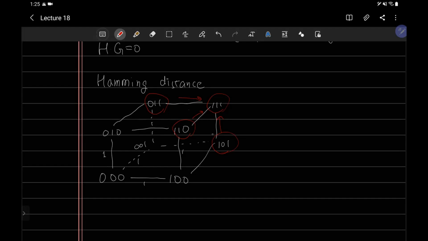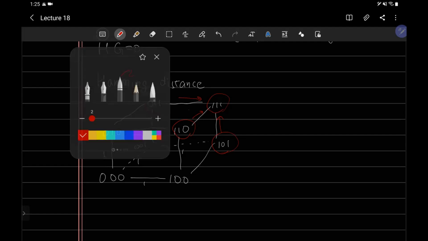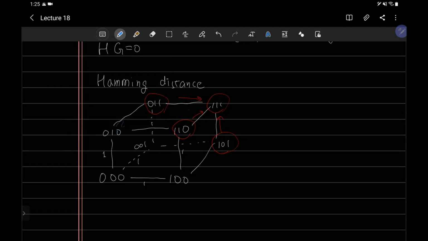If you receive these three, then there is a higher probability that one of these three came from this 111 case. And for these three cases, their distance from the 000 is only 1. So in this case, it is more reasonable to correct back to 000 if you receive one of these three. So that's where the Hamming distance is helpful.